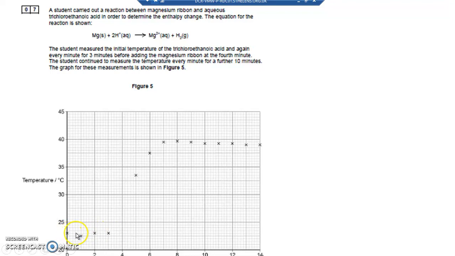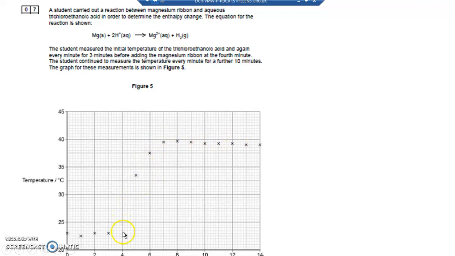So you draw a line through those 3 points. I'll probably ignore that one. That one seems to be an anomaly. Your line of best fit is through those 3 points, and it'll hit the line there at temperature 23. So the initial temperature at time 4 minutes is 23. There. Then it goes up and comes back down here.